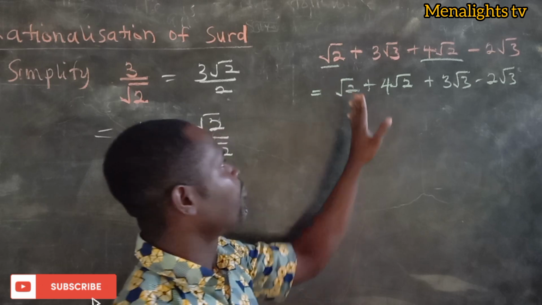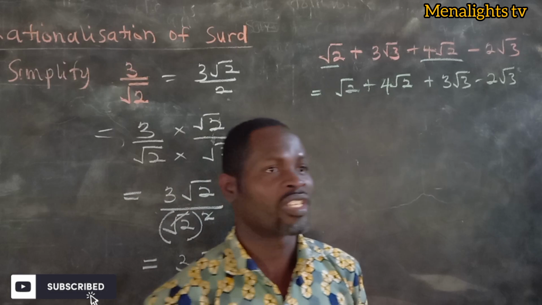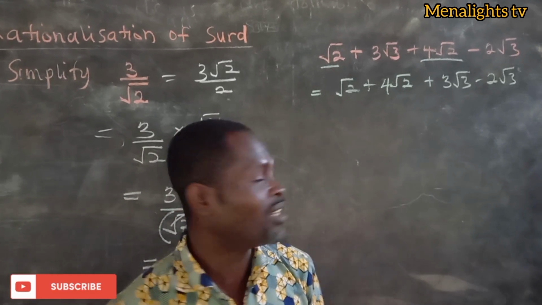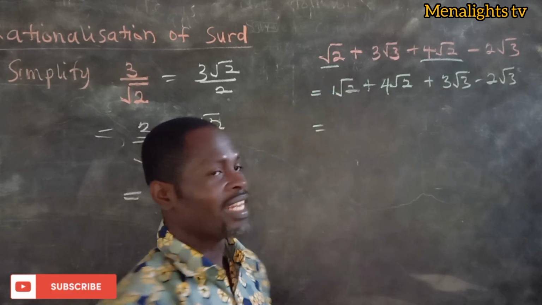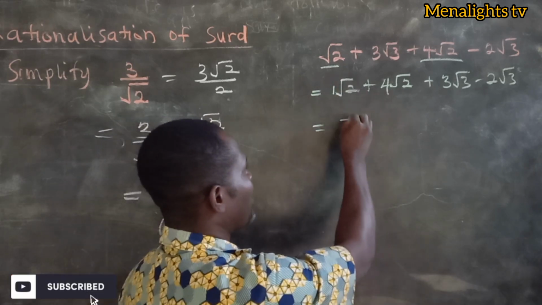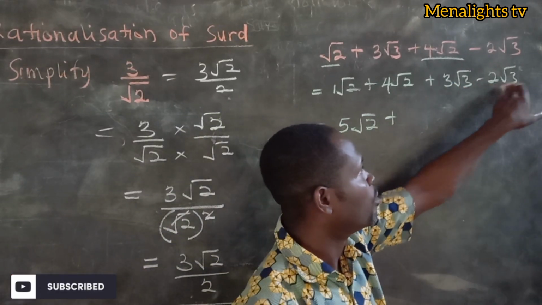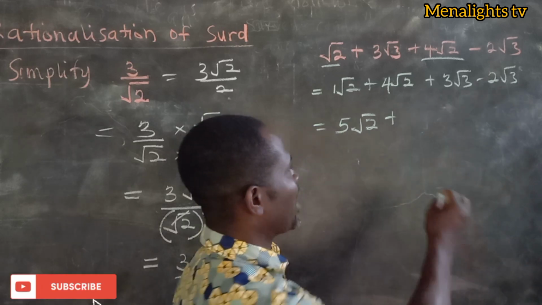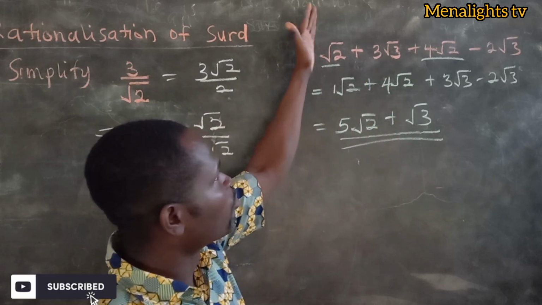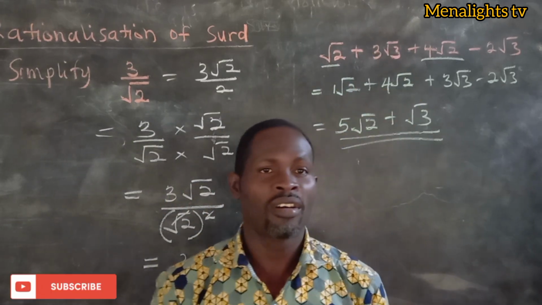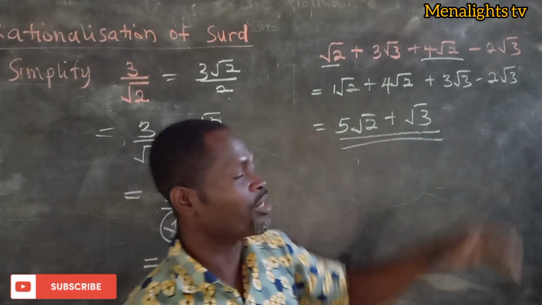So we have the root of 2 plus 4 root 2 plus 3 root 3 minus 2 root 3. Here we have grouped the like terms together. So what we now do is, there's an invisible 1 here. So the 1 plus the 4 will give us 5 root 2. Then 3 root 3 minus 2 root 3, we are left with the root of 3. So when you simplify it, this is the final result that you get.